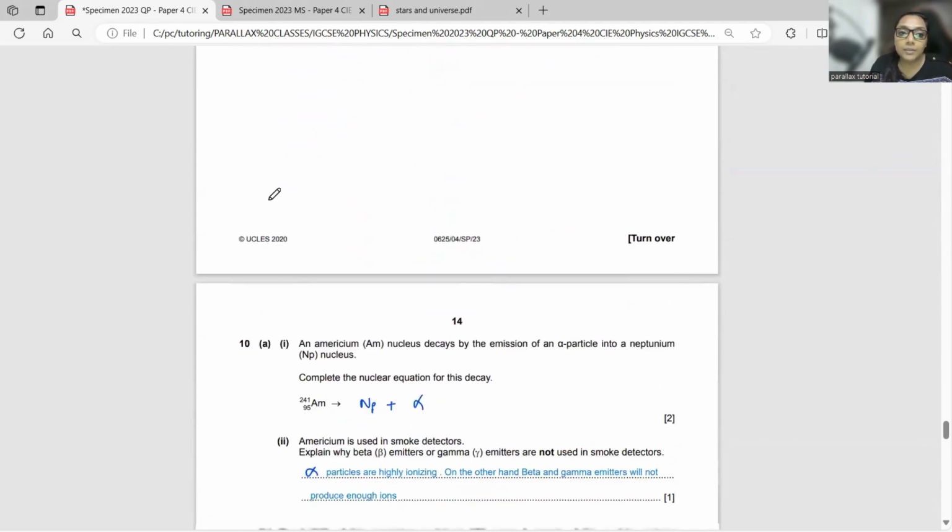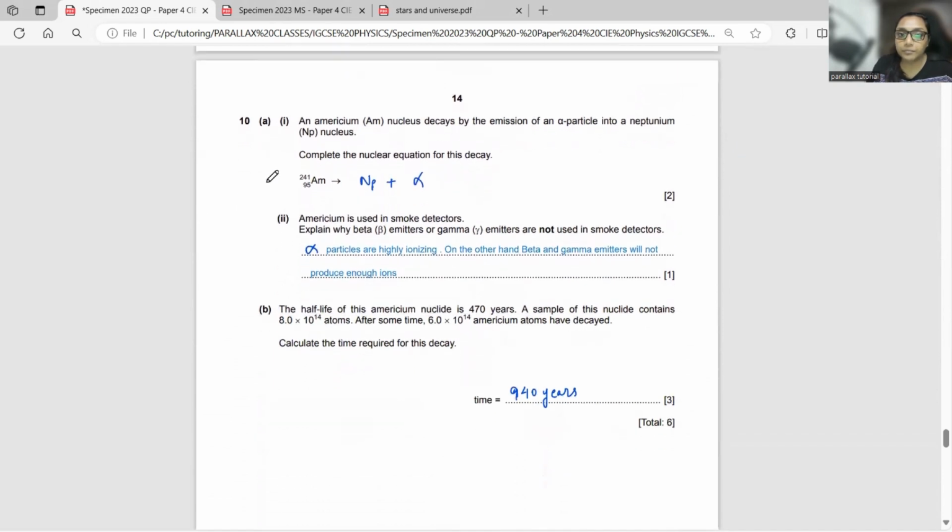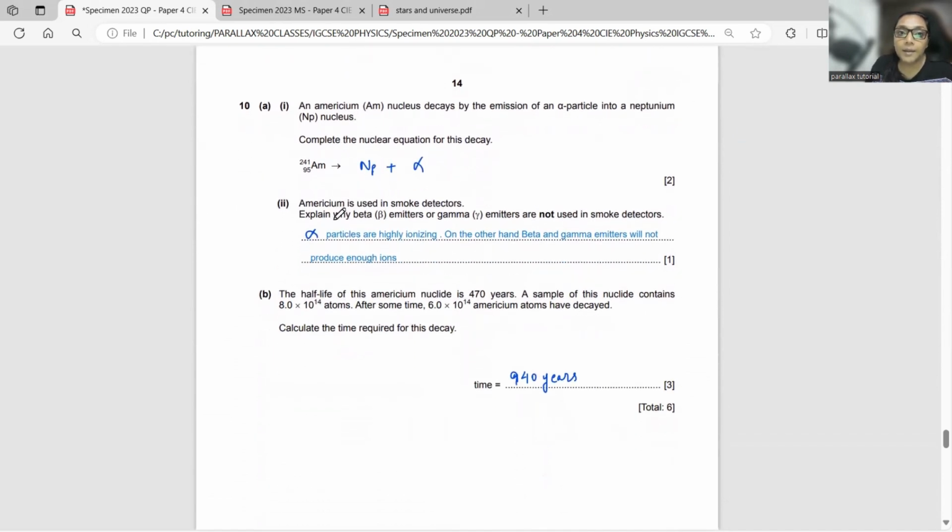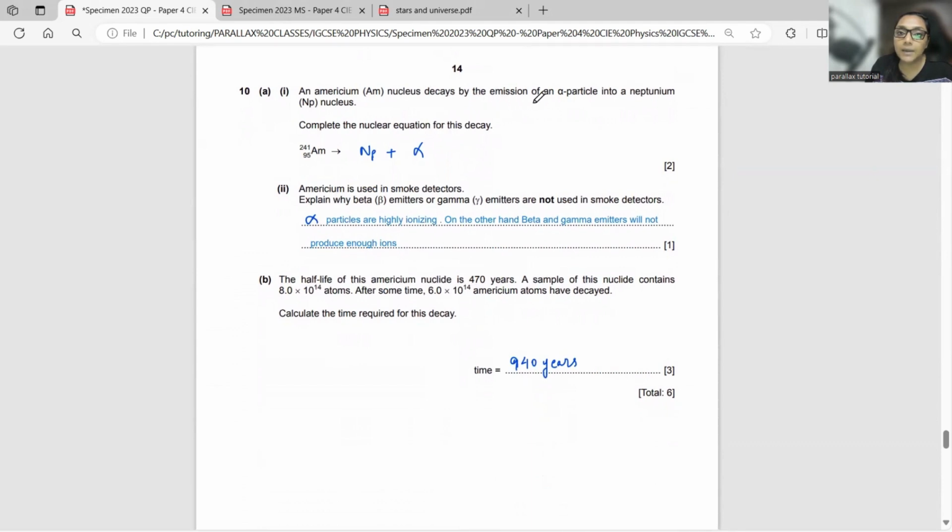Moving on to question number 10. An americium nucleus decays by the emission of an alpha particle into a neptunium nucleus. The symbol is already given to you. Now, it is a decay of alpha particles, so you have to complete the nuclear equation for this decay. Now, how do we do that?